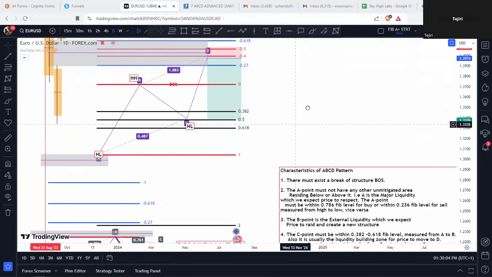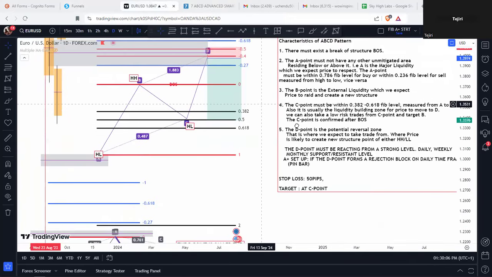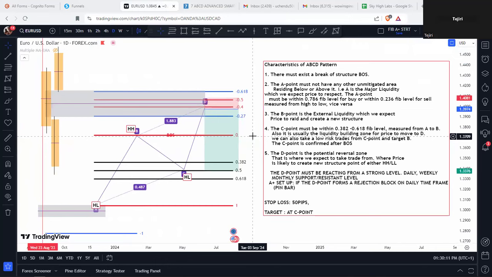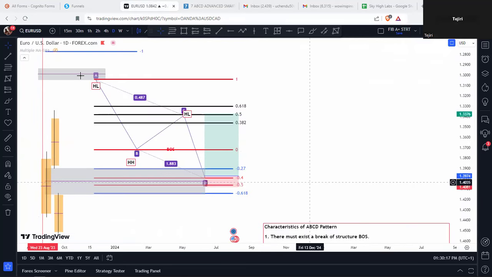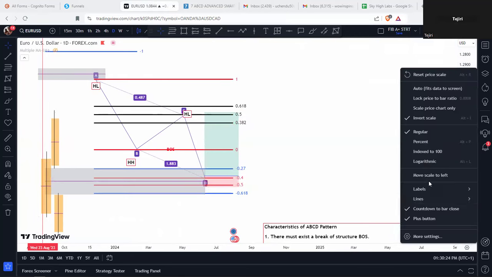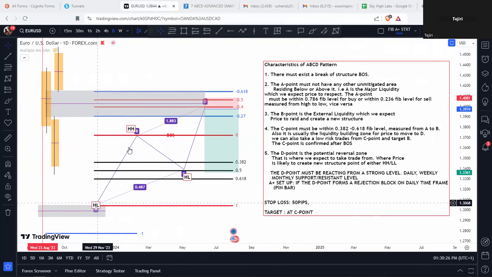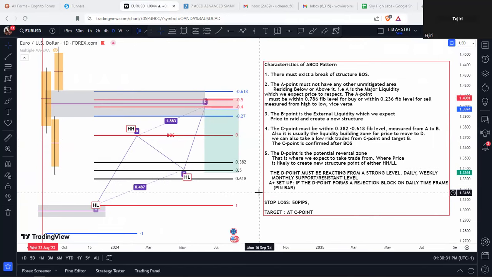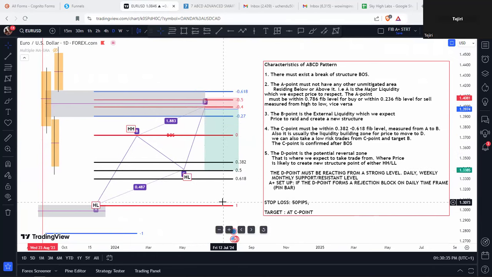I said if we are selling, the target is usually at C, but if we are buying, the target is usually at B. At C, right? This is A, B, C, D. Target is always at C. So the target is always at C, whether buying or selling.